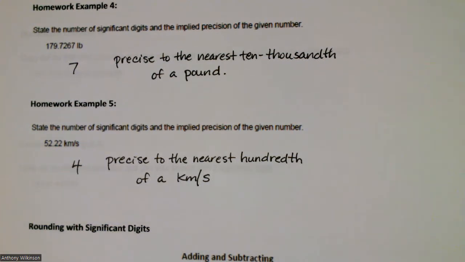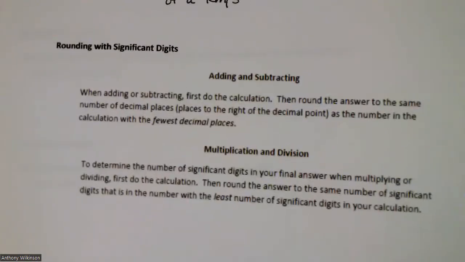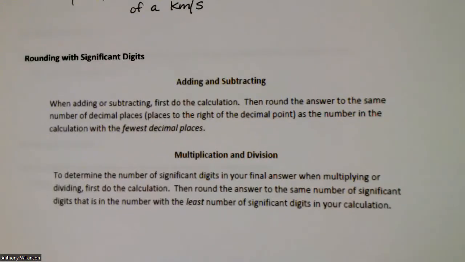All right, now let's talk about how to round with significant digits. Now for adding and subtracting, you first do the calculation and then you're going to round your answer to the same number of decimal places, or places to the right of the decimal point, as the number in the calculation with the fewest decimal places.